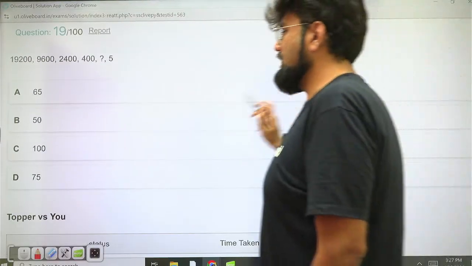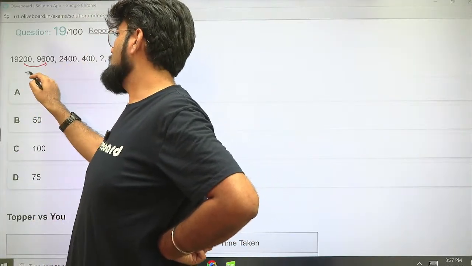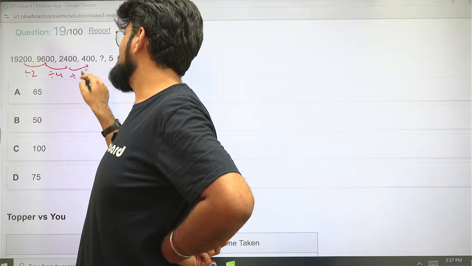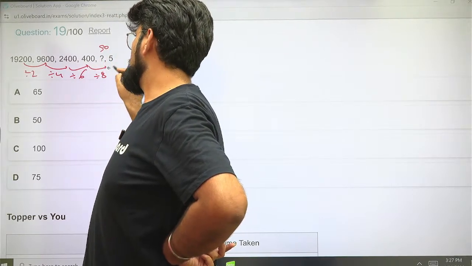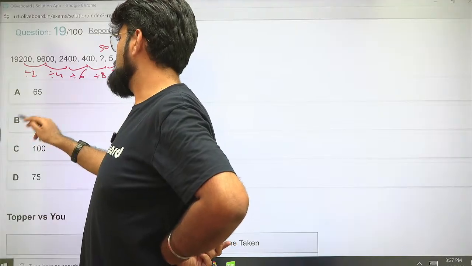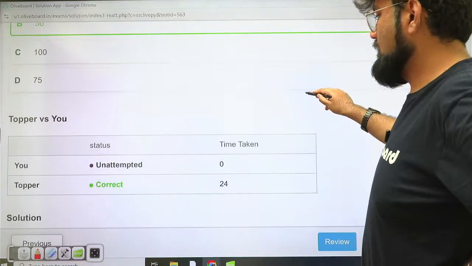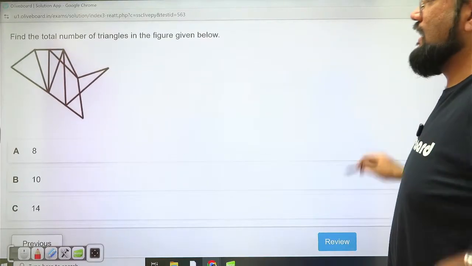Okay, this is definitely being divided. If you quickly see, 192 and 9600 is divided by 2. This is divided by 4. And this is divided by 6. This will be divided by 8 then. So that is 50. And this is divided by 10. Fits the bill. So 50 is my answer. Option B. 24 seconds. Excellent. Next. Number of triangles.